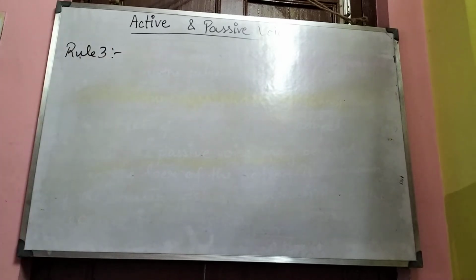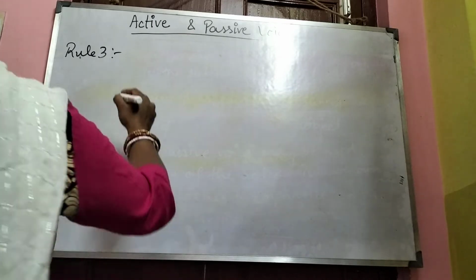What is rule 3? Rule 3 is when a sentence is changed from active to passive voice, the subject becomes the object and vice versa.